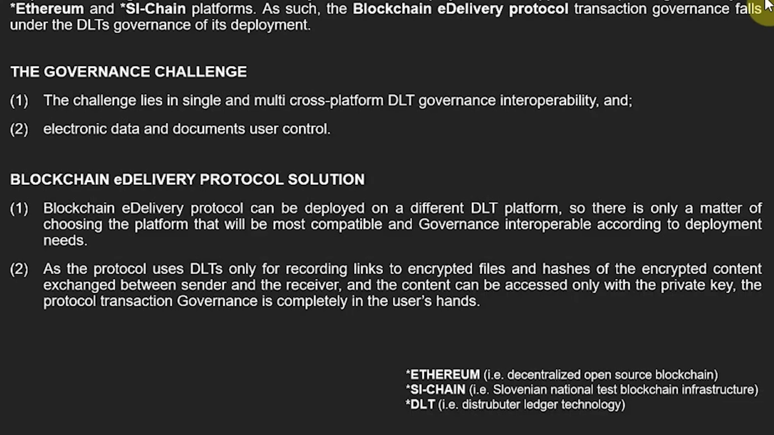So what we have come up with is that the blockchain protocol can be deployed on different DLT platforms. So it is only a matter of choosing the platform that will be most compatible and governance interoperable according to the deployment needs. And the protocol uses DLT only for recording links to encrypted files and hashes of the encrypted content exchanged between the sender and receiver, and the content can be accessed only with the private key. The protocol transaction governance is basically completely in the user's hands.